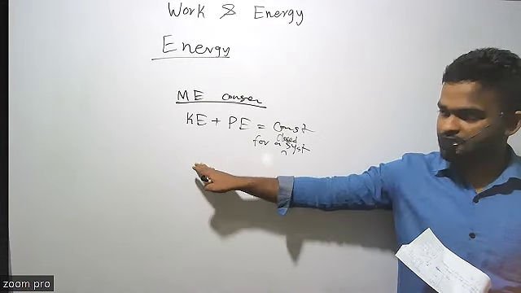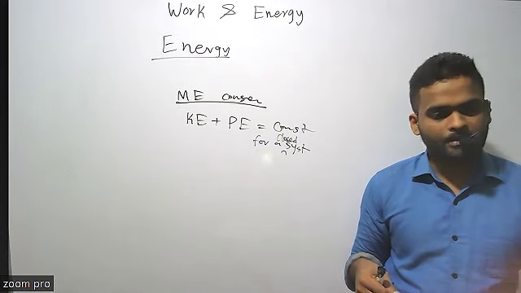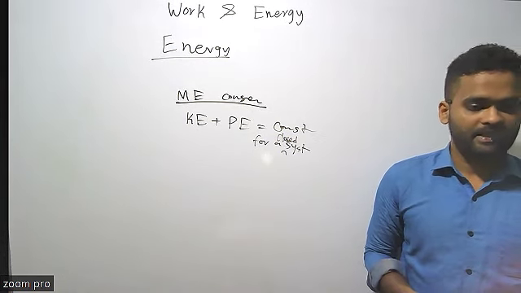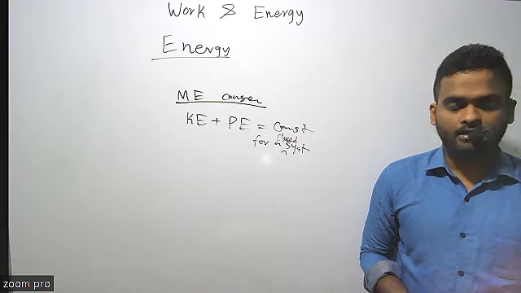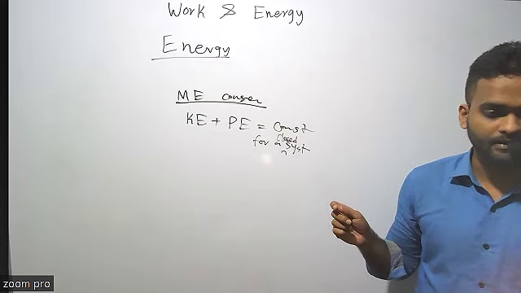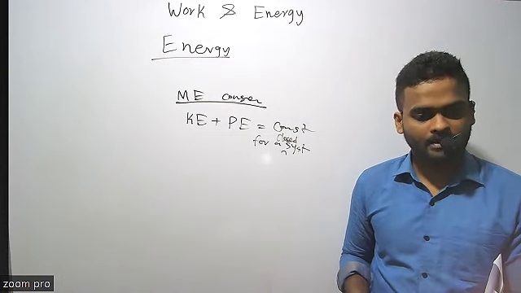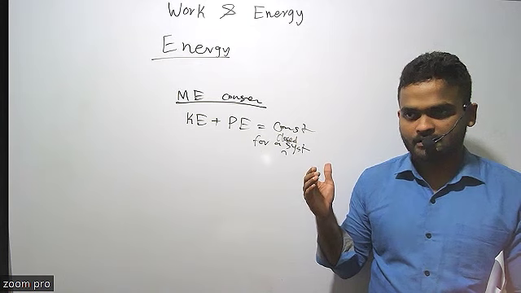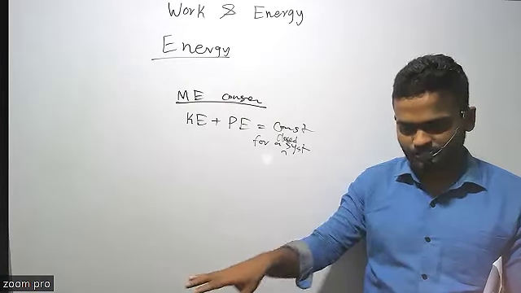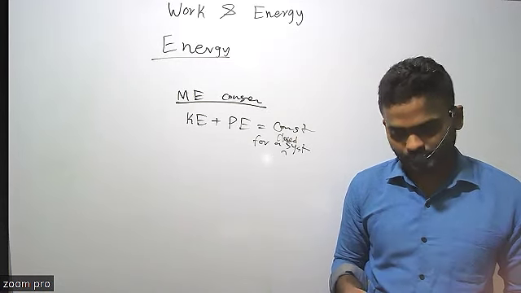Then write, if it is not constant, ME is not conserved, causing an energy loss. Energy loss means it converted into, for example, thermal energy, light energy, or electric energy. So we consider that to be energy loss when we are doing questions.